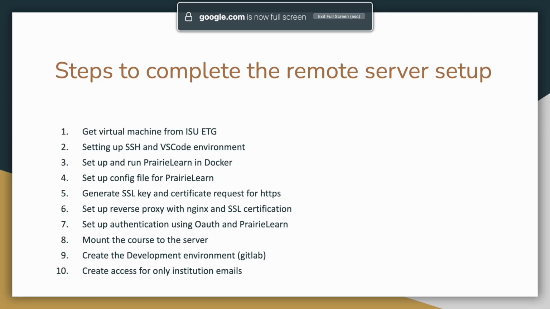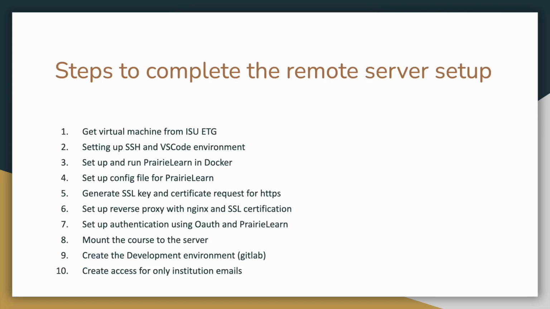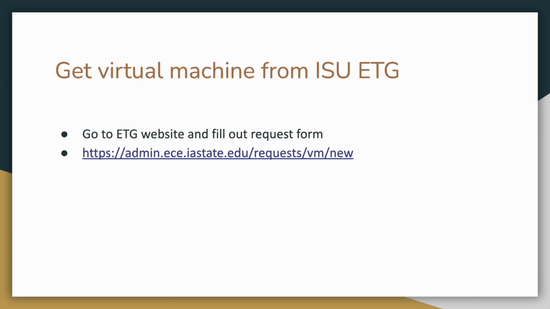So going back to this, the steps to complete the remote server setup are: get a virtual machine from ISU-ETG, set up SSH and VS Code environment, set up and run PrairieLearn in Docker, set up config file for PrairieLearn, generate SSL key and certificate requests for HTTPS, set up reverse proxy with nginx and SSL certification, set up authentication using OAuth and PrairieLearn, mount the course to the server, create the development environment, and create access for only institution emails.